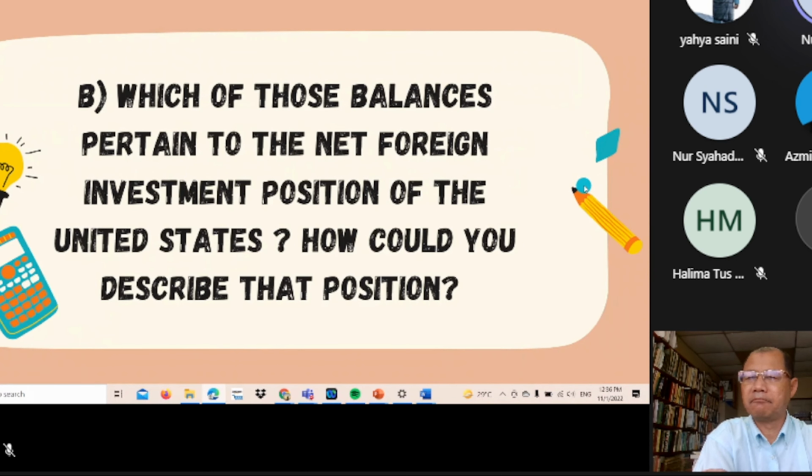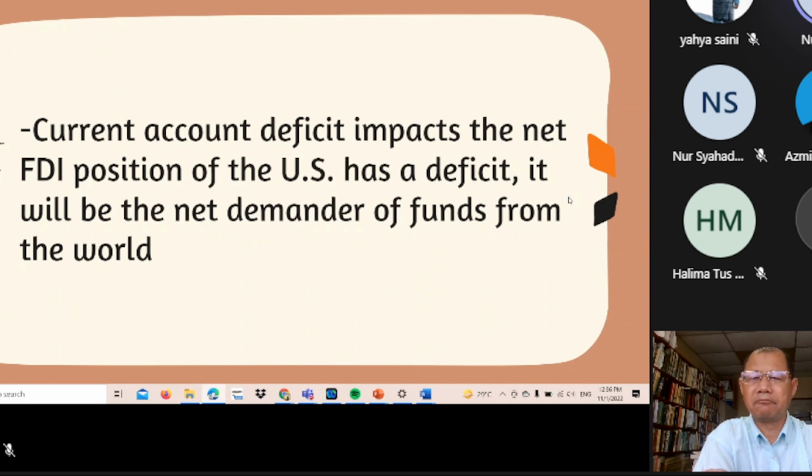Which of those balances pertain to the net foreign investment position of the United States? How could you describe that position? A current account deficit impacts the net FDI position of the US as a deficit. It will be a net demander of funds from the world. So I'll pass to the next presenter.